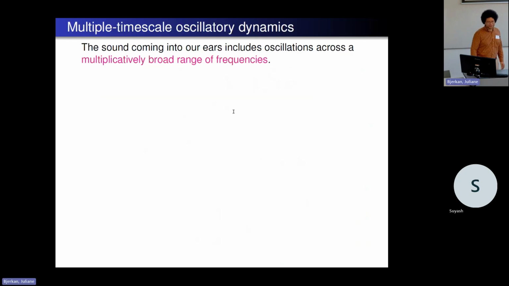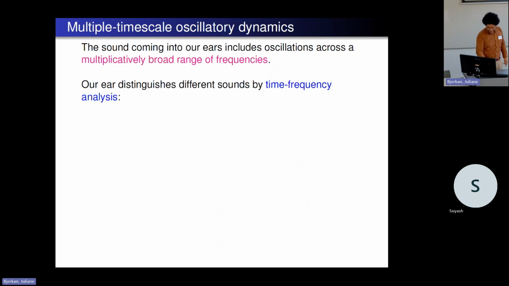A fair amount of what I'm about to say overlaps with what I said in the introduction to Moda I gave yesterday, but it's definitely worth reiterating. So the sound coming into our ears includes oscillations across a multiplicatively broad range of frequencies. In other words, a broad range on a logarithmic scale.